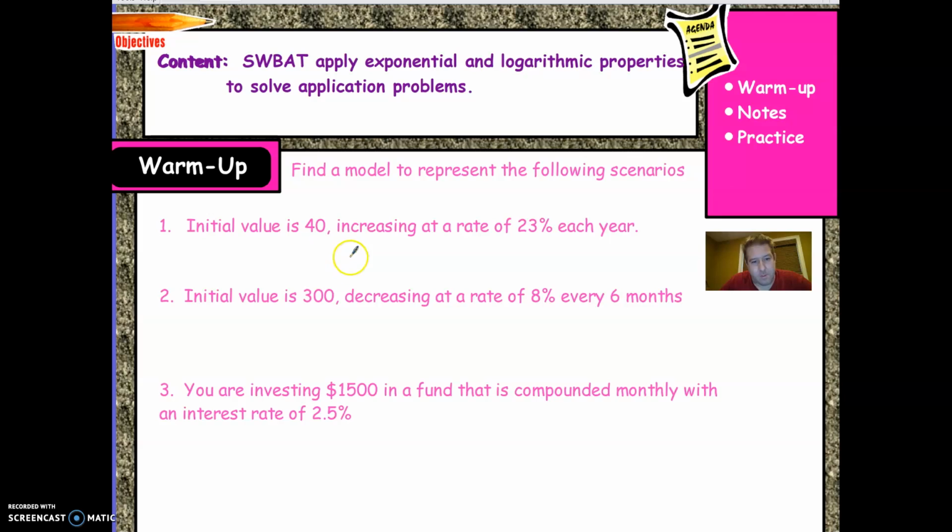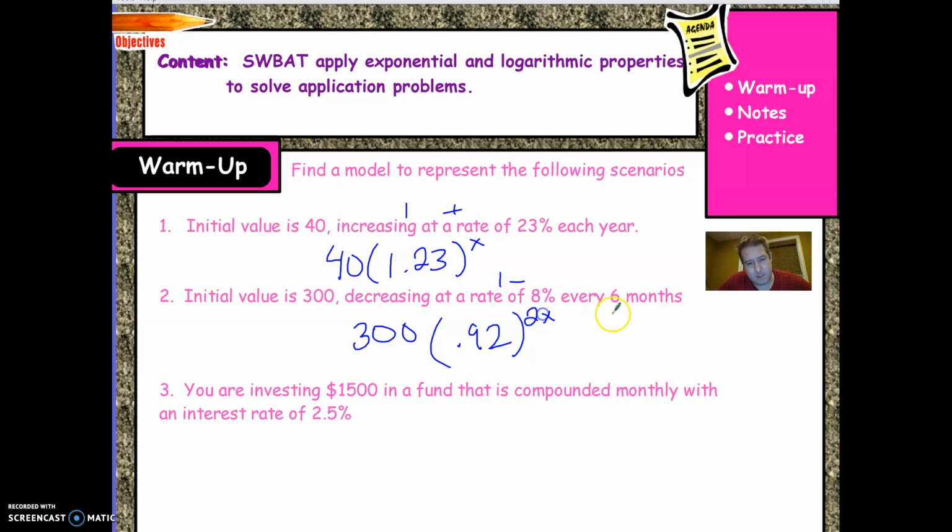I'll start off with a warm-up just like the last video. So we're multiplying 40 times the increasing rate, so that's 1 plus 0.23 to the x amount of years. Initial value of 300 being multiplied by decreasing, so that's 1 minus 0.08, which would be 0.92, every 6 months, which means twice a year. So that's to the 2x power because it's twice per year, if x is the amount of years.